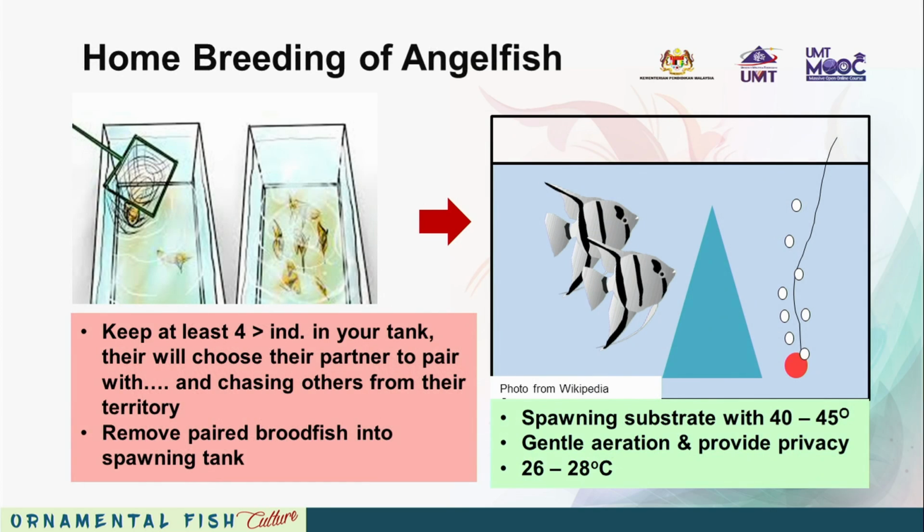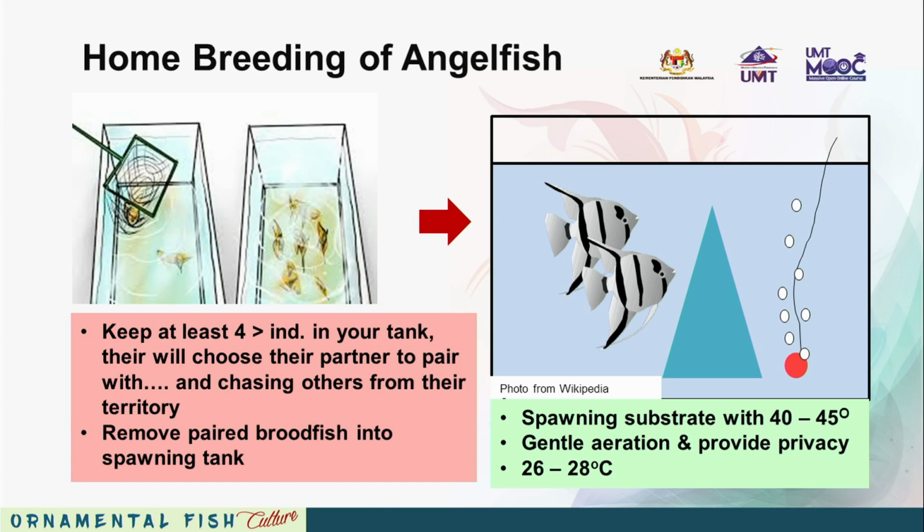However, the spawning tank setup and pairing can be easier, where you need to keep at least 4 individuals in a culture tank and let them choose their own pair. Once they choose their own pair, they will chase other members away from their territory. From that point, you can remove this pair and introduce them into the spawning tank.